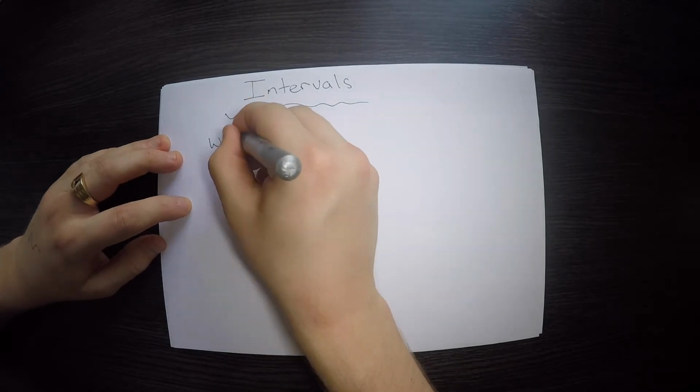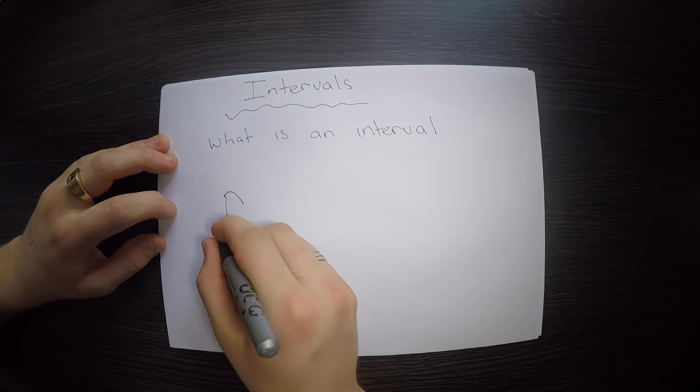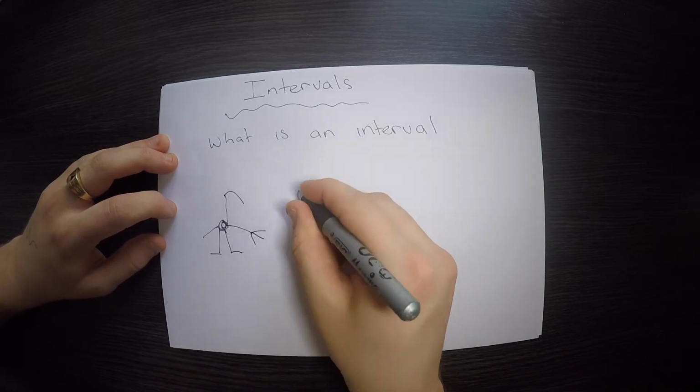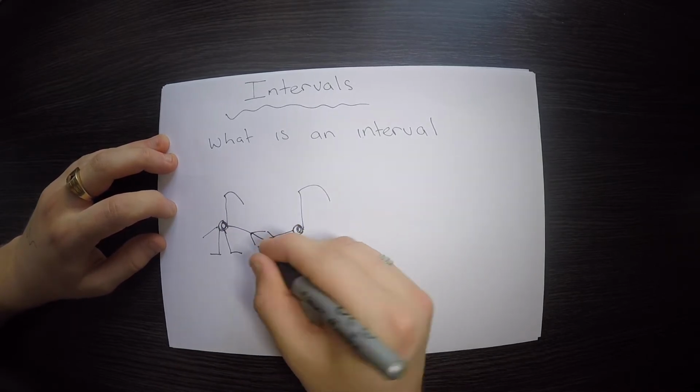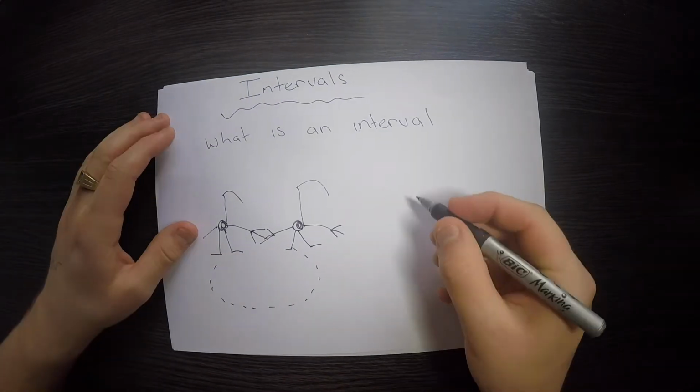Let's get started. Firstly, we need to understand what an interval is. Intervals are simply the relationship that two notes have with each other. For us to know what intervals are, we need to know the distance between the notes, which will allow us to see what type of interval it will be.